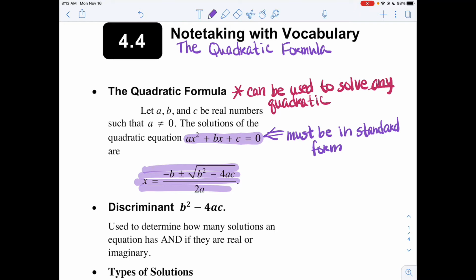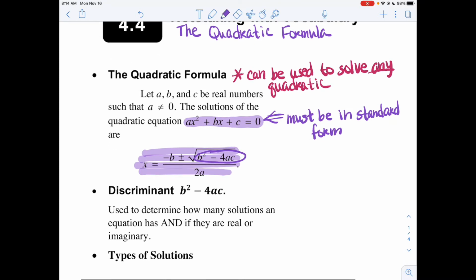I want to break out a specific piece of the quadratic formula, and it's this piece right here, b squared minus 4ac. That is called the discriminant, and the discriminant is b squared minus 4ac again, and this is the piece that you always want to calculate first.